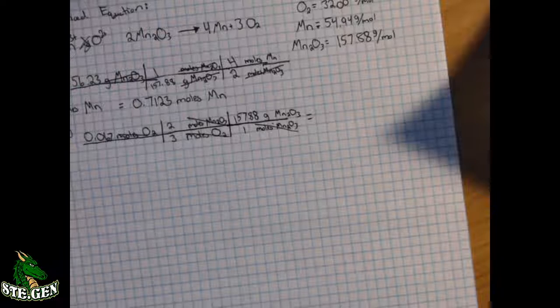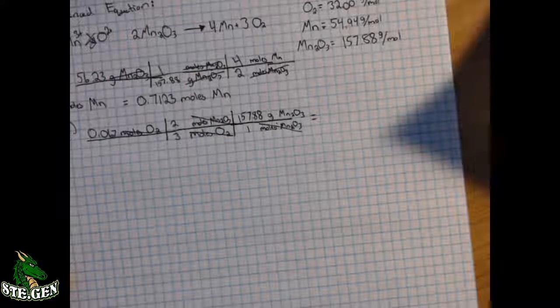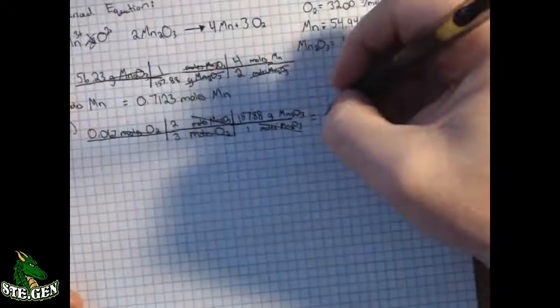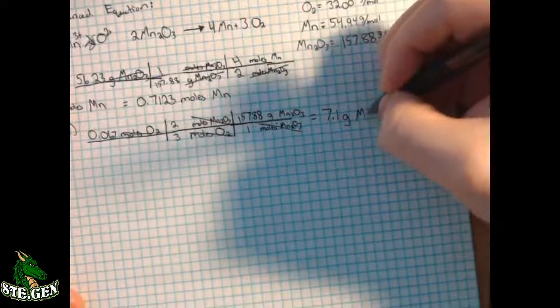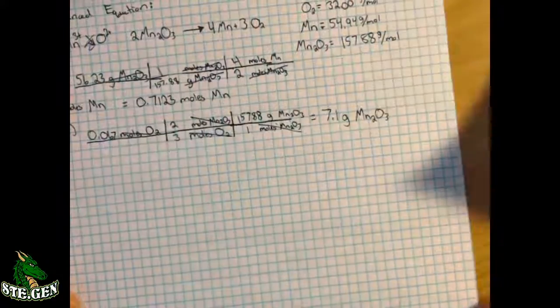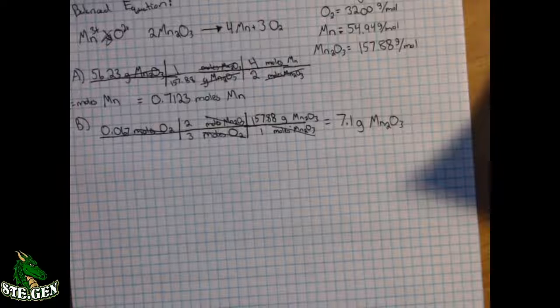Let me check my work from earlier. I believe this one, 0.067, only has 2 sig figs, so your answer would actually be 7.1 grams of Mn2O3. I think the number you actually get is like 7.05197, but 0.55 would round you up, so it'd be 7.1.